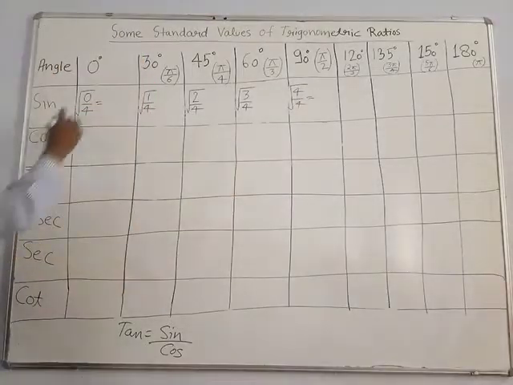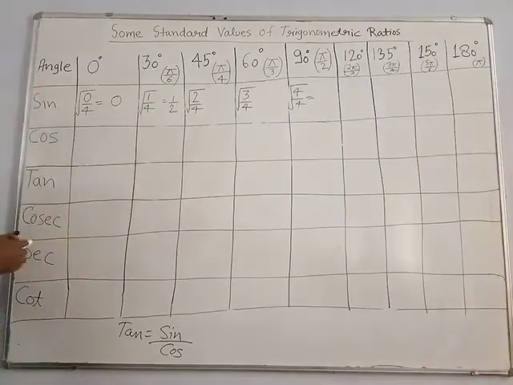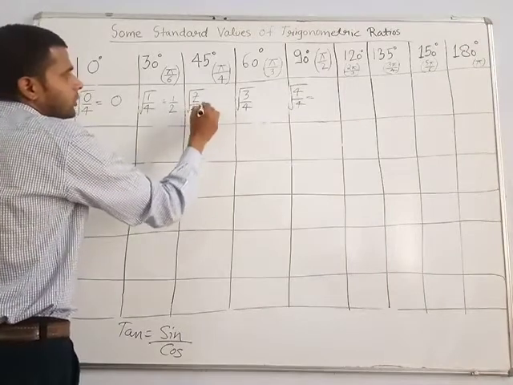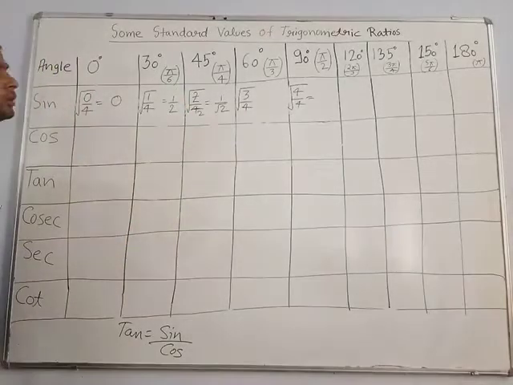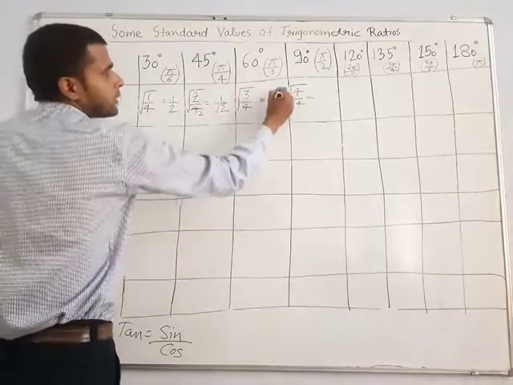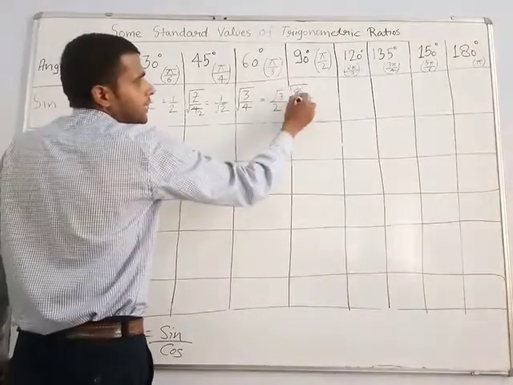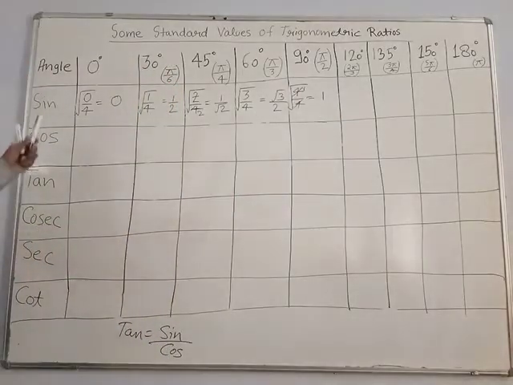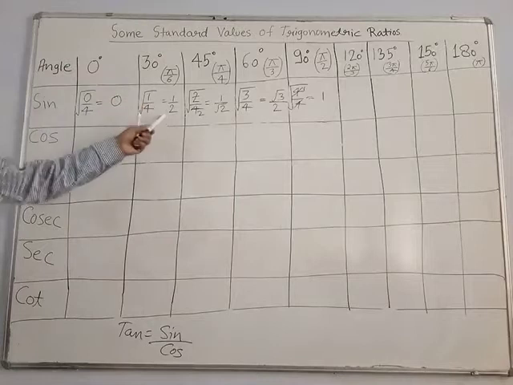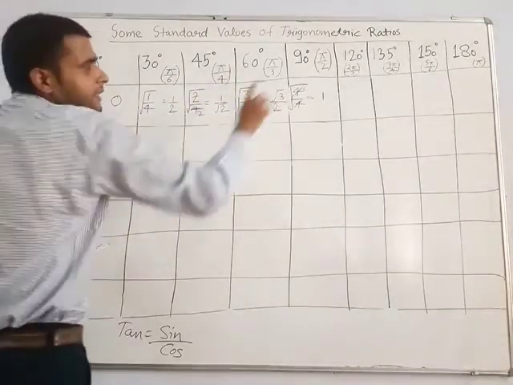So 0 upon 4 is 0. Square root of 1 upon square root of 4 is 1 upon 2. Square root of 2 upon 2 is 1 upon root 2. Square root of 3 upon square root of 4 is root 3 upon 2. Root 4 upon root 4 cancels, so square root of 1 is 1. So sin 0 is 0, sin 30 is 1 upon 2, sin 45 is 1 upon root 2, sin 60 is root 3 upon 2 and sin 90 is 1.